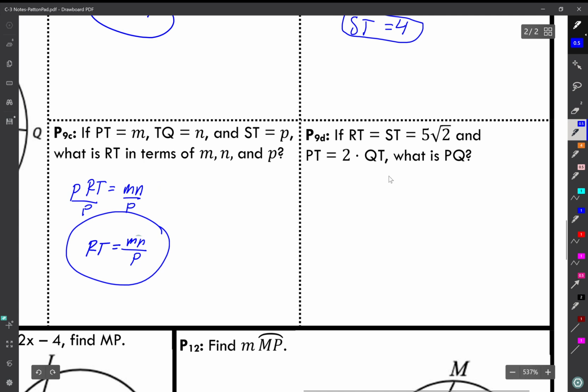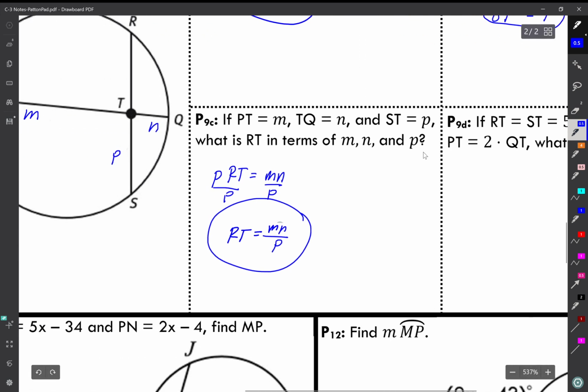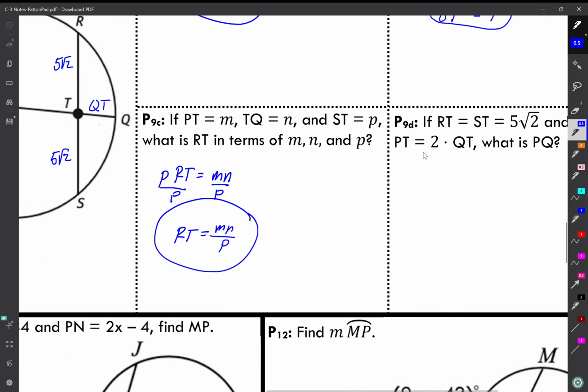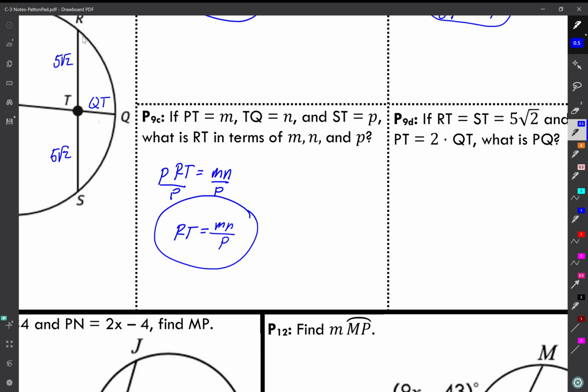Alright, lastly, 9D. If RT equals ST equals 5 square roots of 2, so let's draw on here 5 square roots of 2. And then PT equals 2 times QT. So 2 QT. Then I'm just going to leave this as QT. We want to find PQ. Alright, so 2 QT times QT is going to give me 2 QT squared, because QT times QT is QT squared, then that 2 is still out there. That equals 5 square roots of 2 times 5 square roots of 2.